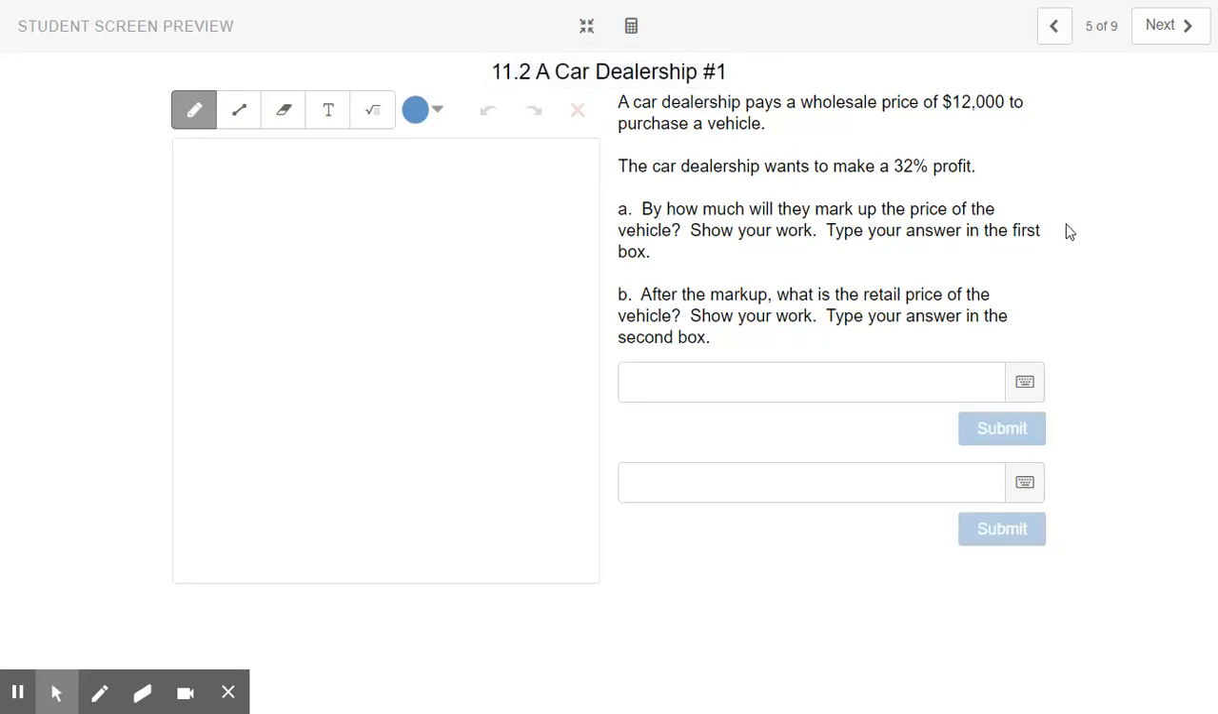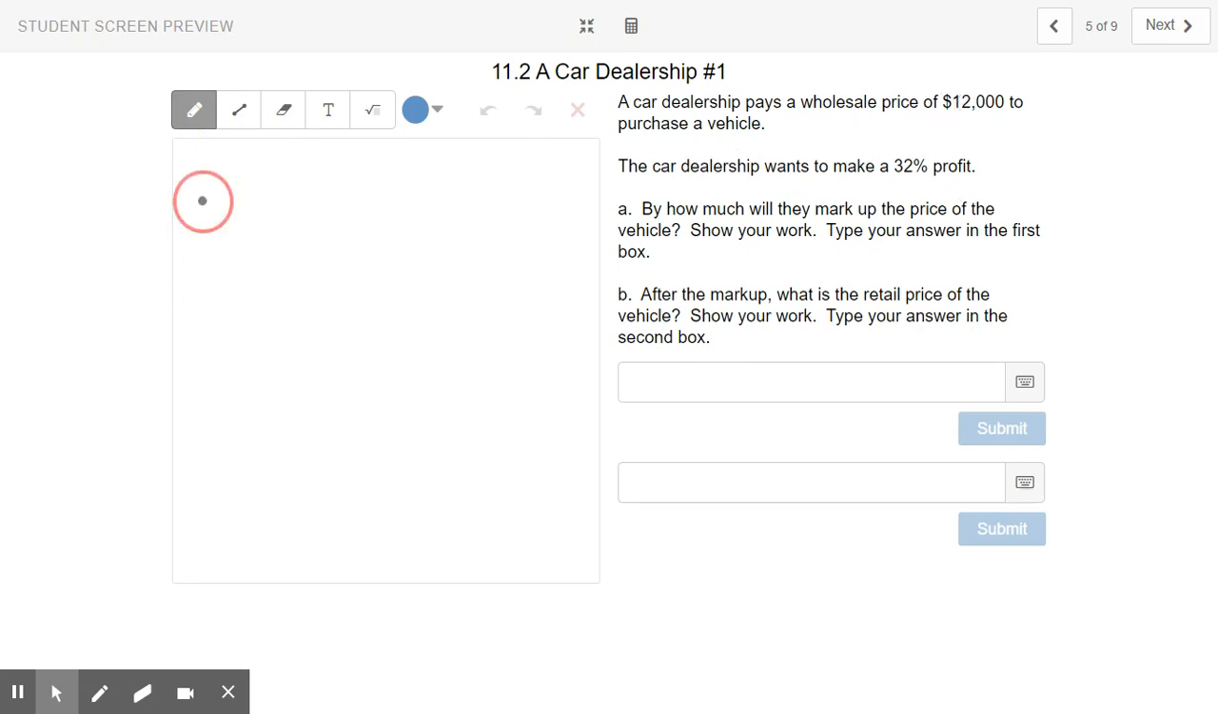All right, so now we're ready to do some problems using the terms that we had just talked about in the previous video. So for this particular one, we have a car dealership and they pay a wholesale price of $12,000 to purchase a vehicle. The car dealership wants to make a 32% profit. So this is an example of the dealership marking up the cost of a vehicle to make a profit.